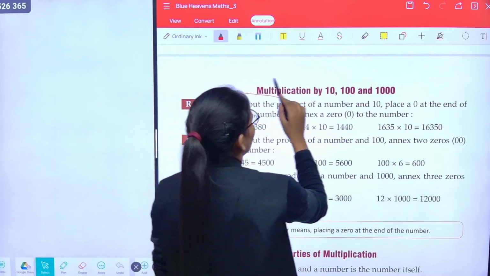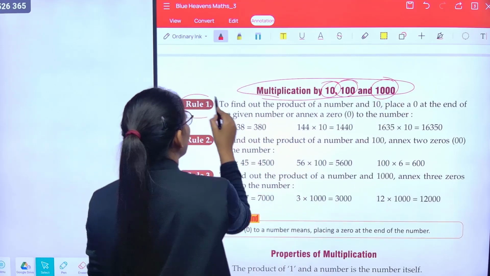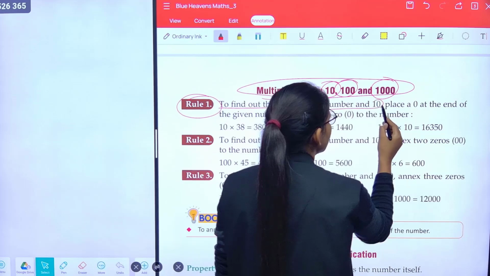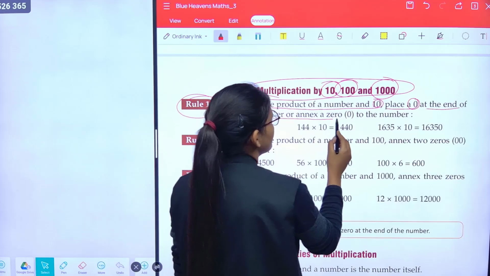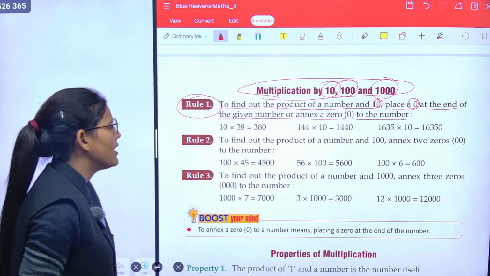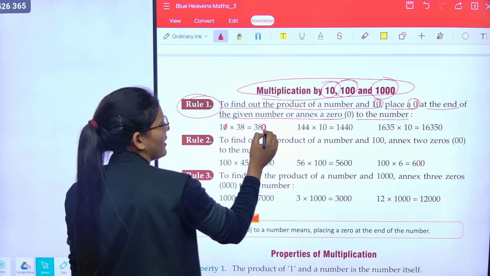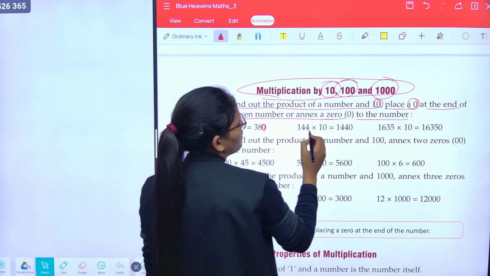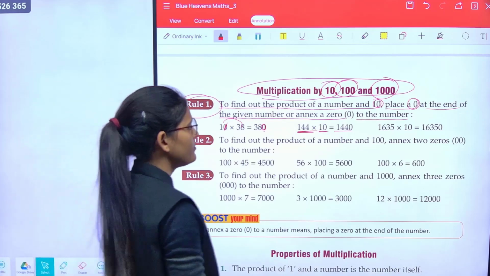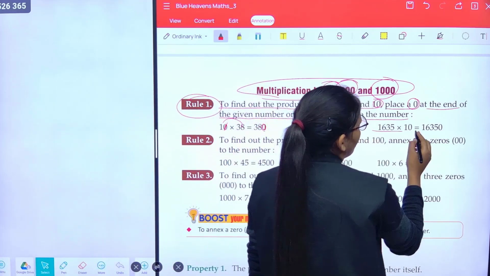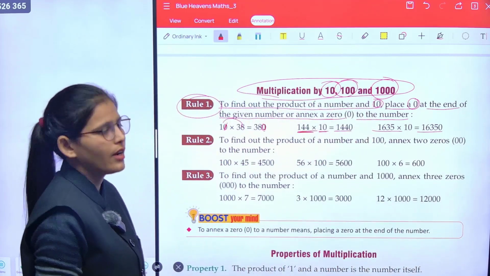Now students, multiplication by tens, hundreds and thousands. Rule number 1: to find the product of a number by tens, place 0 at the end of the given number, and annex a 0 to the number. ओके क्लास, सबसे पहले हम उसको ना 0 लिख देते हैं. Now 144 into 10, 1440. 1635 multiplied by 10, 16,350.